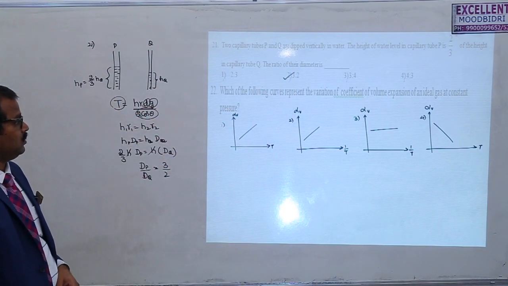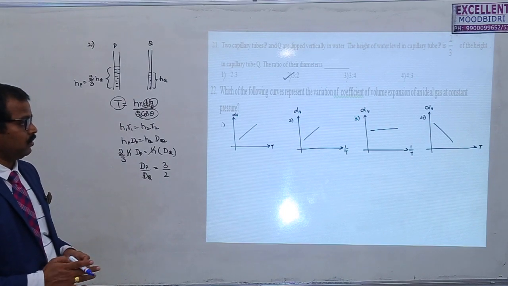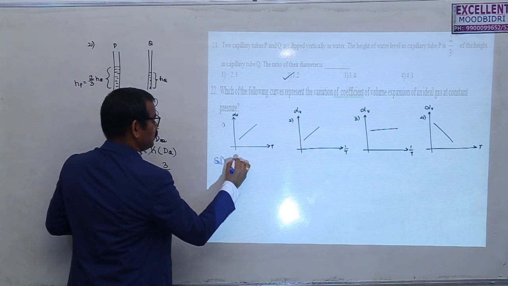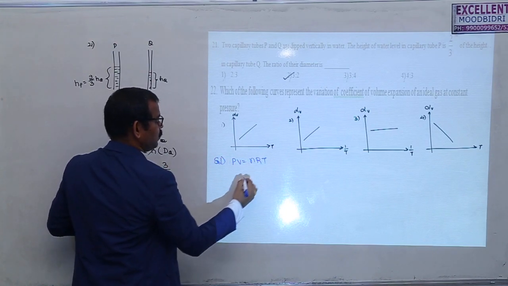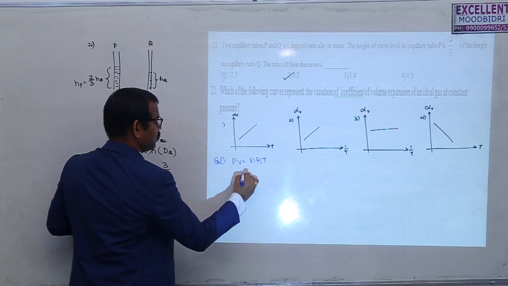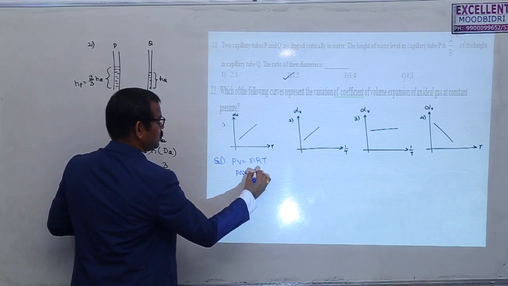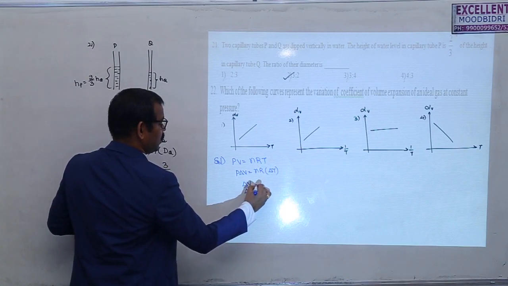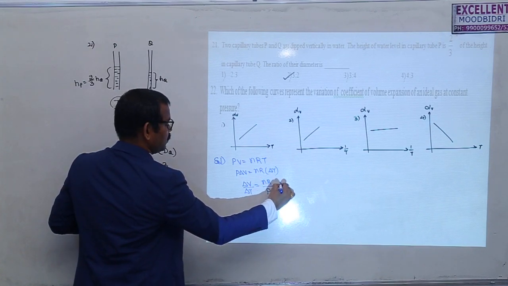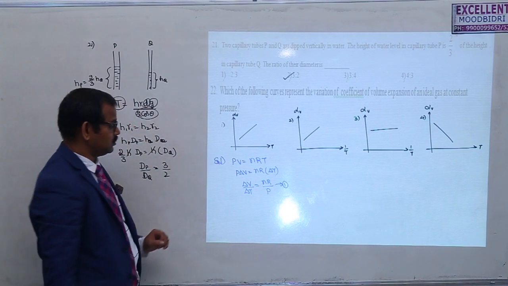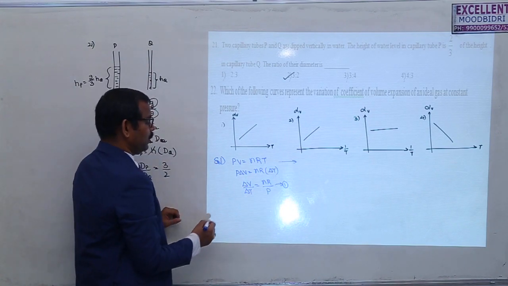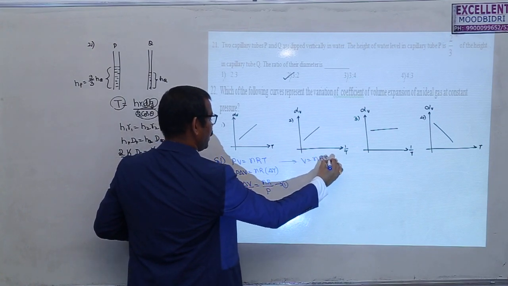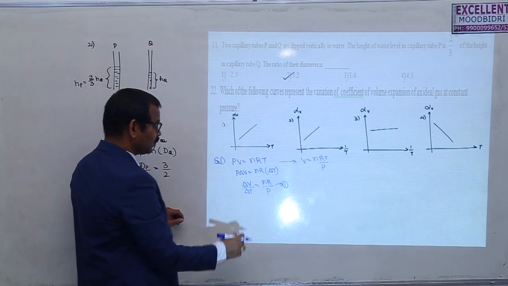Next one: which of the following curves represents the variation of the coefficient of volume expansion of an ideal gas at constant pressure? At constant pressure, we know the ideal gas equation PV is equal to nRT. So here P into delta V is equal to nR into delta T, so delta V by delta T is equal to nR by P. This is equation 1. We can also write V is equal to nRT by P.